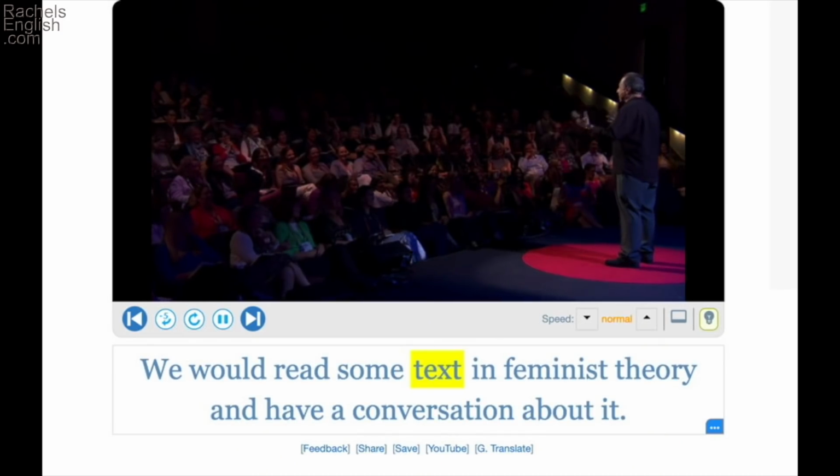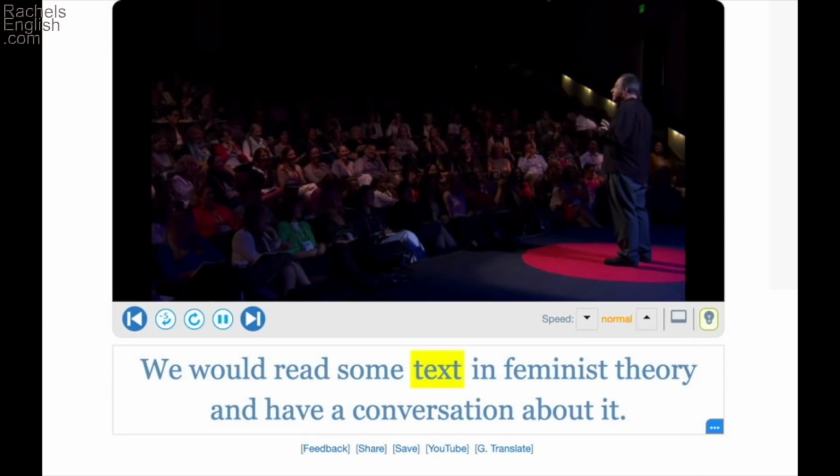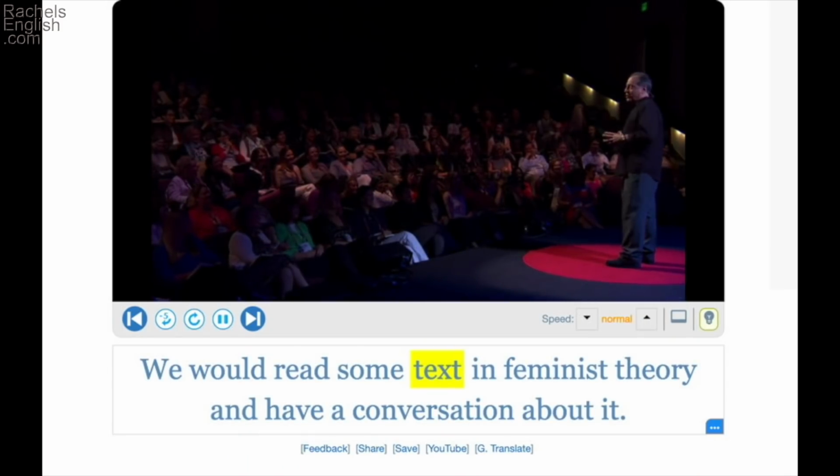Here's another example. We would read some text in feminist theory and have a conversation about it. Some text, some original piece of writing.